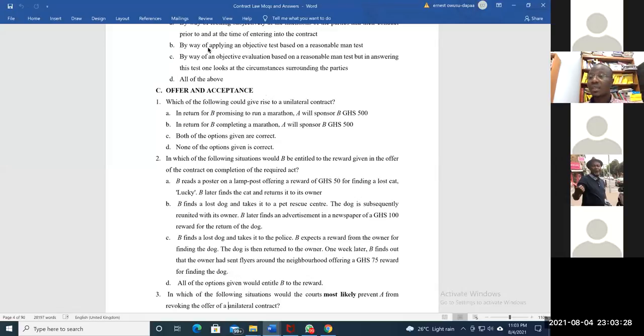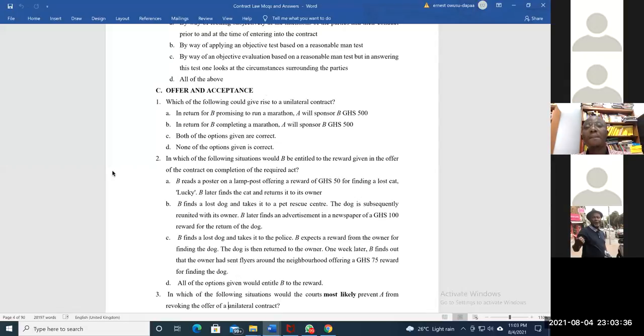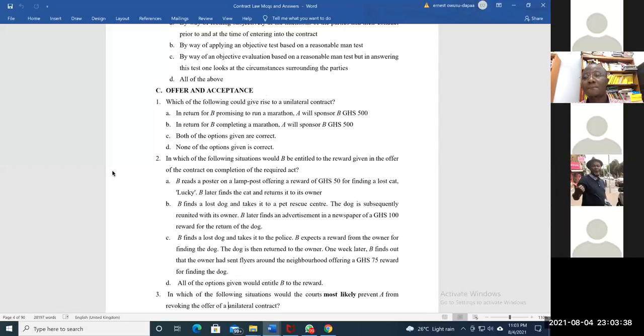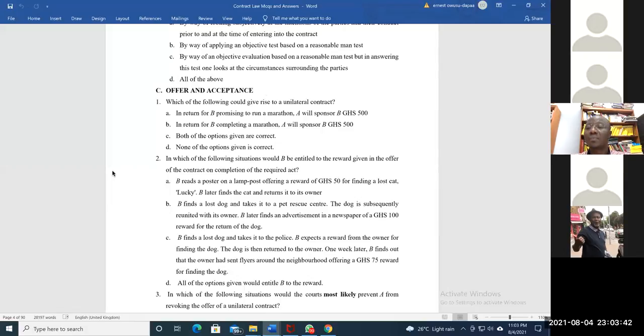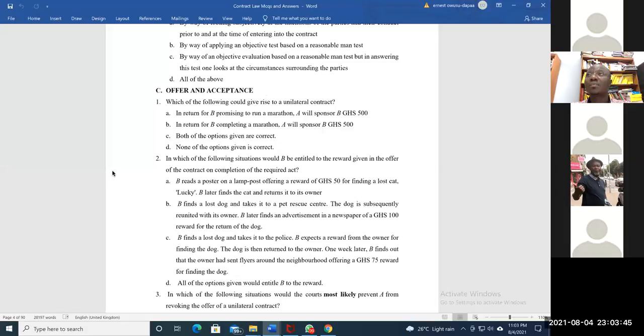Unilateral contract is formed where a promisor makes a promise in exchange for the actual performance of an act by the promisee, as opposed to a counter promise. Whereas bilateral contract is formed when one party makes a promise in exchange for a return promise. In this case, the contract consists of two promises which depend on each other.